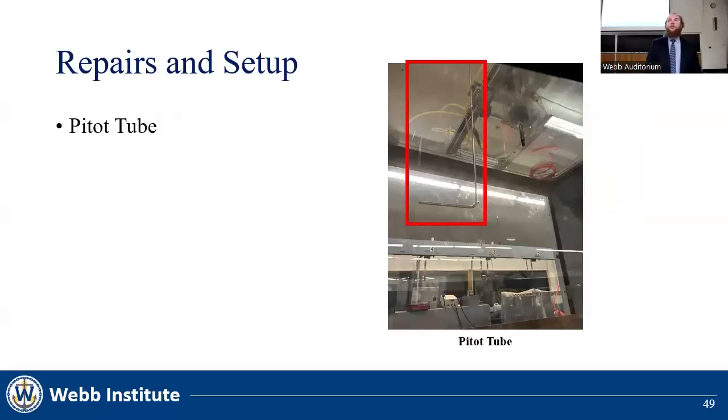Next, the pitot tube was installed in the wind tunnel. This is used for the measurement of the wind speed through the test section. The pitot tube passages were cleaned with vinegar prior to its installation.